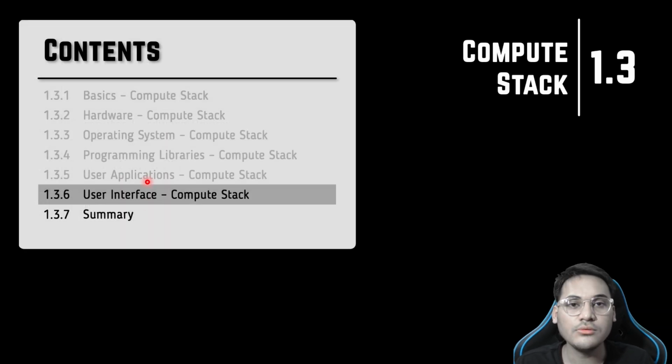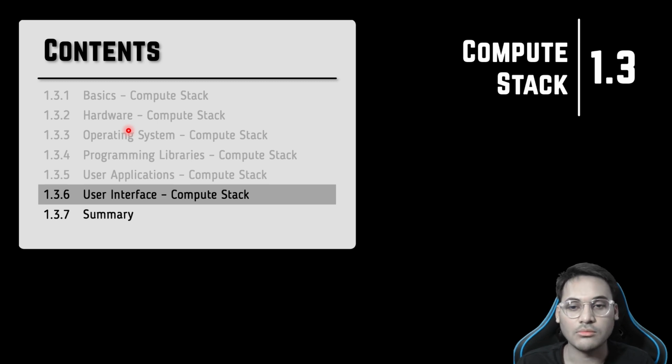As we already know, the compute stack is a view of the computer system where we say that the computer is composed of a stack of multiple layers. In this topic, we have seen almost all of the layers, that is hardware, operating system, programming libraries, user applications, right? So we have seen all these four layers. Now we are going to see the topmost layer of the compute stack, that is called the user interface.